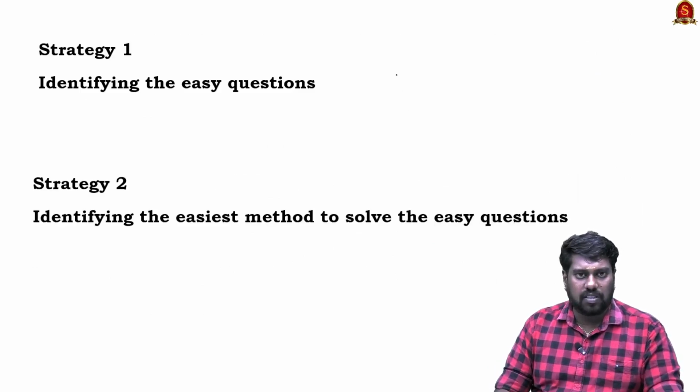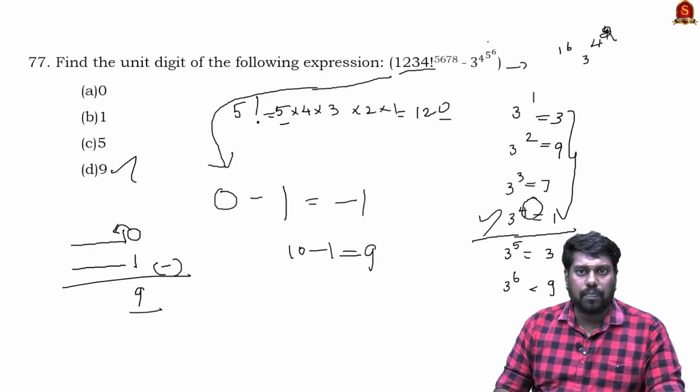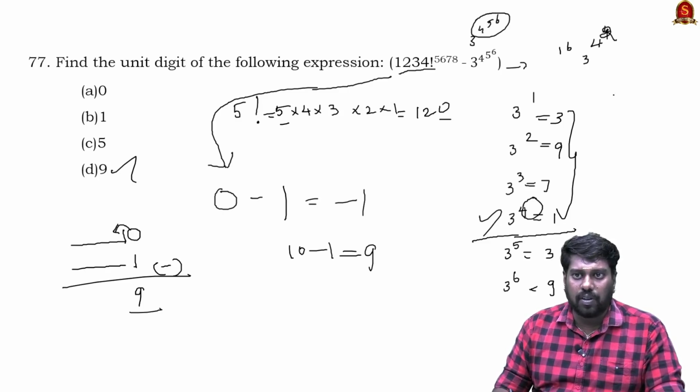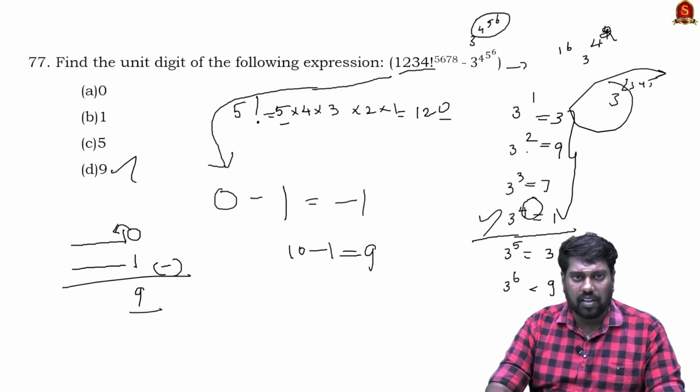identifying the easy questions. First try to identify the easy questions in your question paper. Next, please identify the shortest method. In this particular unit digit question, I have seen people solving 3 to the power 4 to the power 5 to the power 6 and finding out the digit. For example, you have 3 to the power 2, 3, 4, 5, 6 in your question paper. I saw this. It is not at all necessary for you to solve it that way. That is why I said adopt the easiest method to solve the questions, right?